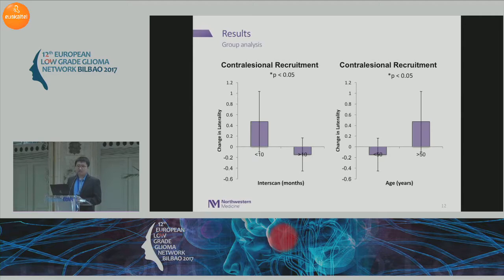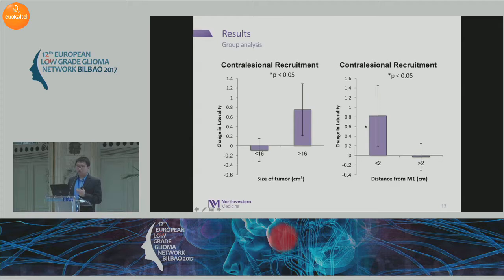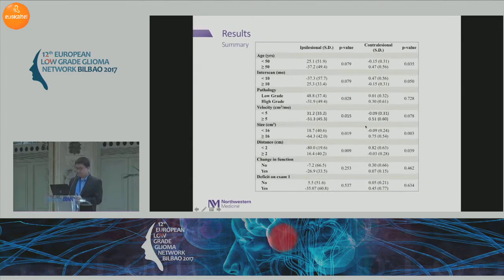Again, positive numbers indicate greater levels of recruitment. So here we can see that time between scans as well as age played a factor. A shorter time in between scans, less than 10 months, and patients greater than the age of 50 resulted in a significant contralesional pattern of recruitment. And then also greater size of tumor and closer distance to the motor cortex.